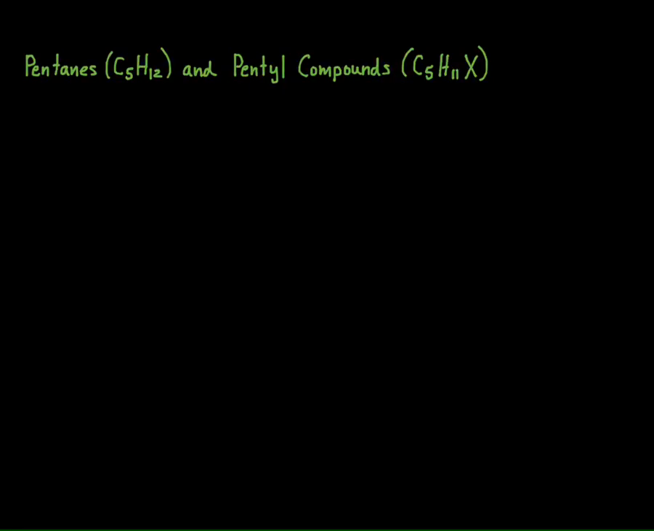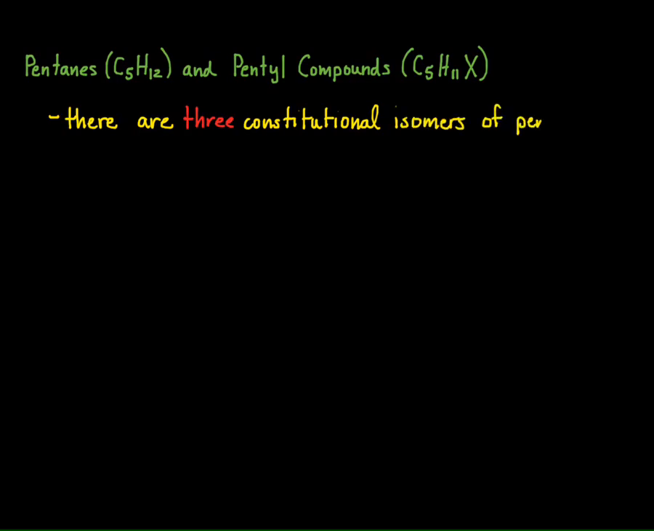Adding a methyl group to butanes gives us pentanes. So in this video, we're going to be looking at pentanes and pentyl compounds. With pentane, there are actually three constitutional isomers. If we think about how to add a methyl group to butane, of course we have two butane constitutional isomers, butane itself and isobutane. So if we add a methyl group on the end of butane, we get pentane.